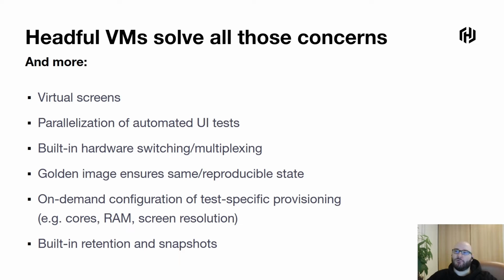Let's say I want to test my application with a different screen resolution, then I can just configure this when running the VM to automatically have this different resolution to see how the application behaves using this provisioning. And we automatically get built-in retention and snapshots.